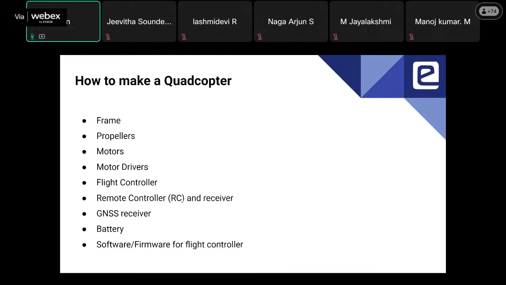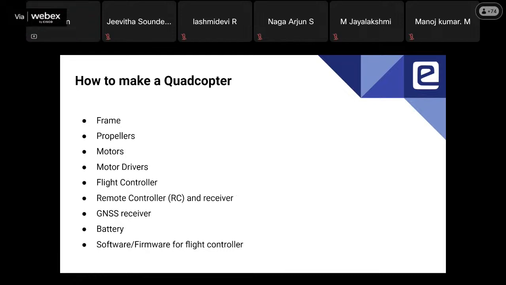Then you have a remote controller, an RC controller. In everybody's childhood, we would have had an RC car, which we controlled using a small remote. Similarly, for controlling a drone, we need a remote control. Then you need a receiver on the drone side to receive these signals. Then you need something known as a GNSS receiver. Can anybody tell what this means?